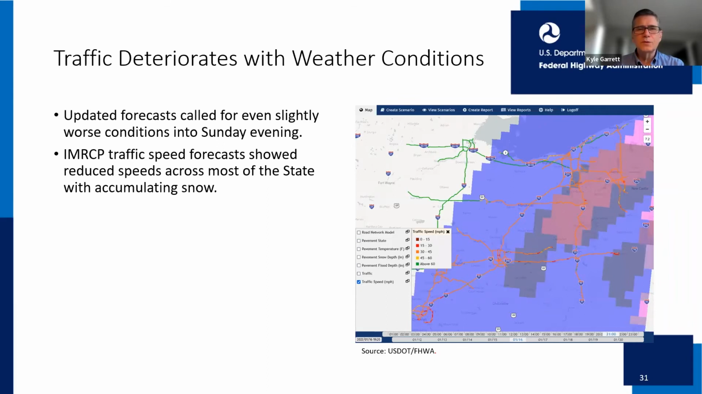I want to walk you through what this looks like as we went through that storm. Updated forecasts called for even slightly worse conditions by Sunday evening. The traffic speed forecast showed that even on a Sunday evening, traffic was going to be slowed just because of the weather conditions. In this case, traffic speeds were going to be down 30 to 45 miles an hour, even on the interstate highways, pretty much everywhere that it was snowing or we had mixed precipitation coming down.